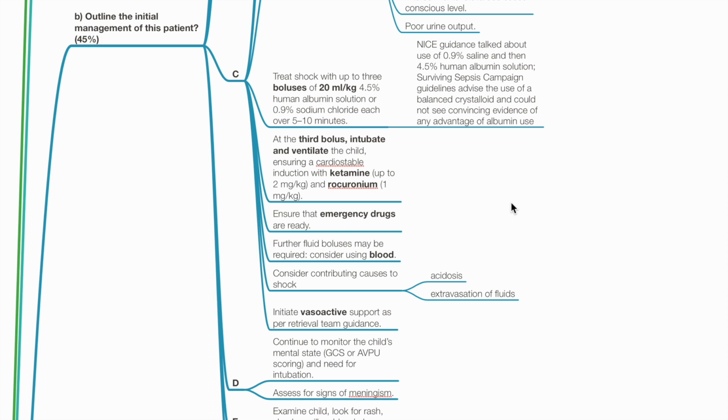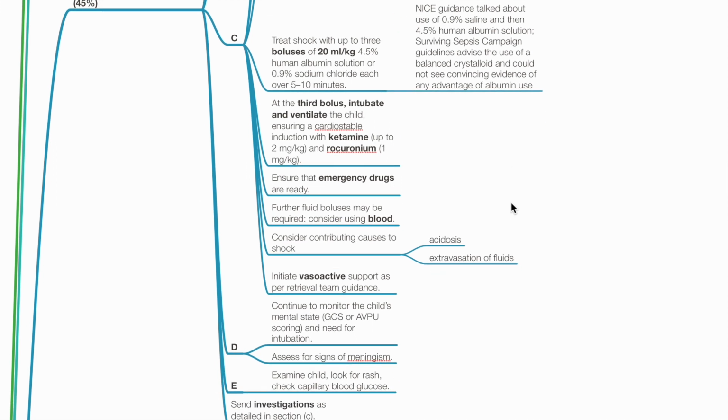Ensure a cardiostable induction with ketamine and rocuronium. Ensure that emergency drugs are ready. Further fluid boluses may be required. Consider using blood. Consider contributing causes to shock such as acidosis and extravasation of fluids. Initiate vasoactive support as per retrieval team guidance.